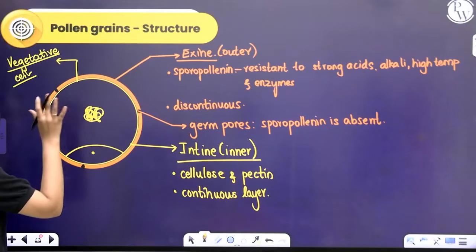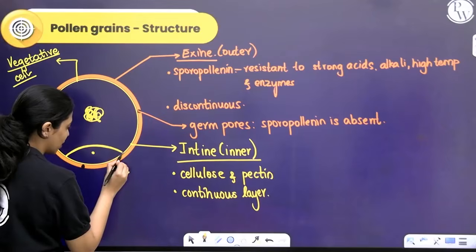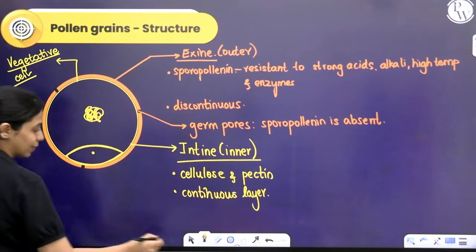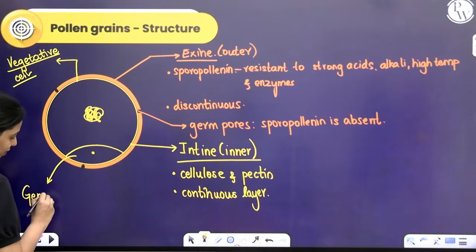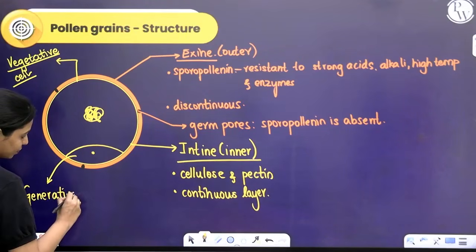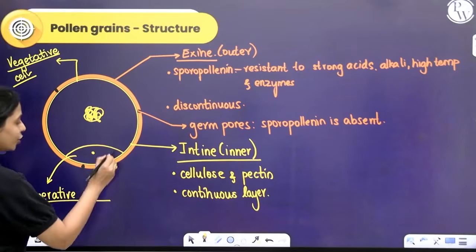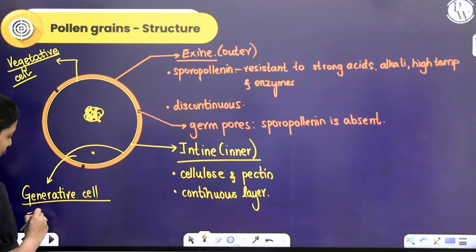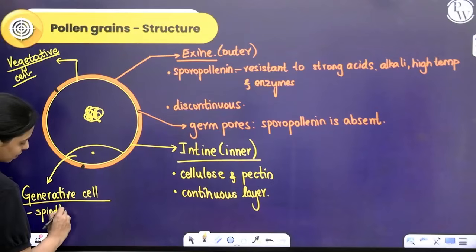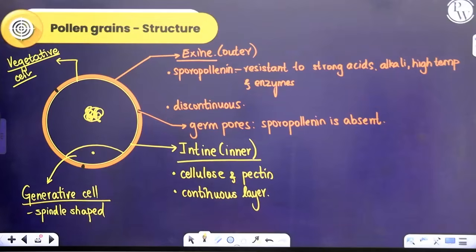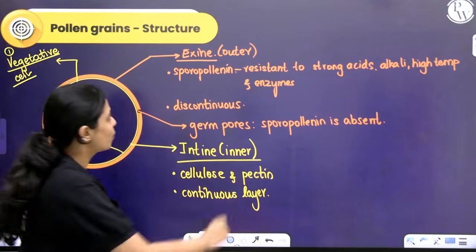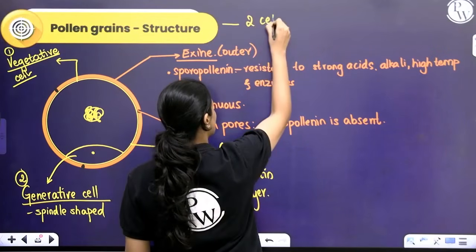In the vegetative cell cytoplasm, the relatively smaller generative cell will keep floating. Okay, so this is the generative cell. It has a small nucleus and this whole cell is spindle shaped. This floats in the cytoplasm of the vegetative cell. When the pollen grain has two cells, the vegetative cell and the generative cell, the pollen grain is said to be in the two-celled stage.